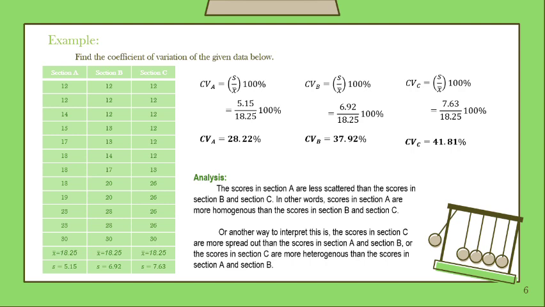Pwede natin i-interpret na the scores in section C are more spread out than the scores in section A and section B. Or the scores in section C are more heterogeneous than the scores in section A and section B. Since ang section C ang may pinakamalaking coefficient of variation, ibig sabihin yung mga scores nila is magkakalayo yung agwat. Kita natin dito sa table, di ba? Ang dito sa baba is 30, 26, 26, 26, 26, while sa other half niya is 12 and 13. Masyadong malayo yung difference, kaya siya mas scattered.